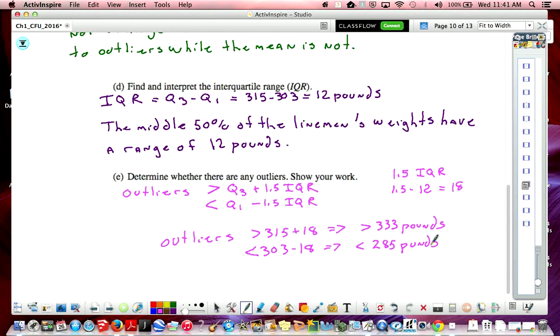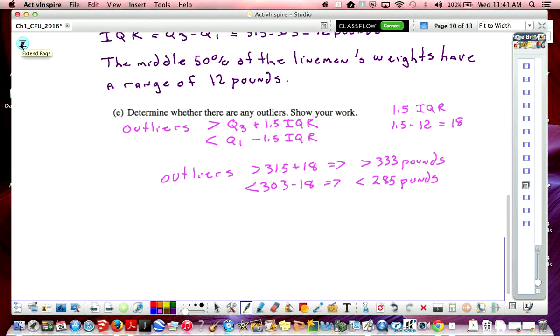Notice how we had someone that weighed exactly 285 pounds. This is actually not an outlier because it's not less than. It's equal to it, but it has to technically be less than. So we would note we have no outliers. And I'm just going to note here, it must be less than 285 pounds. So if it equals it, it's not an outlier.